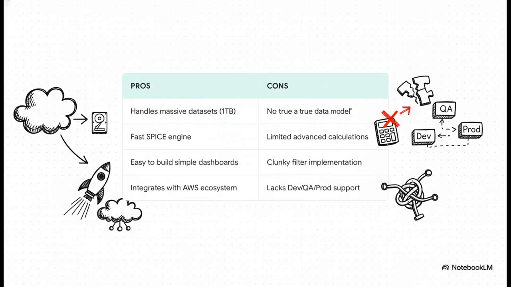And here's the breakdown. On the pro side, you can't argue with its ability to handle huge data sets. We're talking up to a terabyte. And its SPICE engine makes it feel incredibly fast. Plus, if you're already in the AWS world, it just plugs right in. But then, there are the cons. It doesn't have a true data model, which is just a fancy way of saying it's hard to connect different tables of data in complex ways. The calculations are pretty basic.